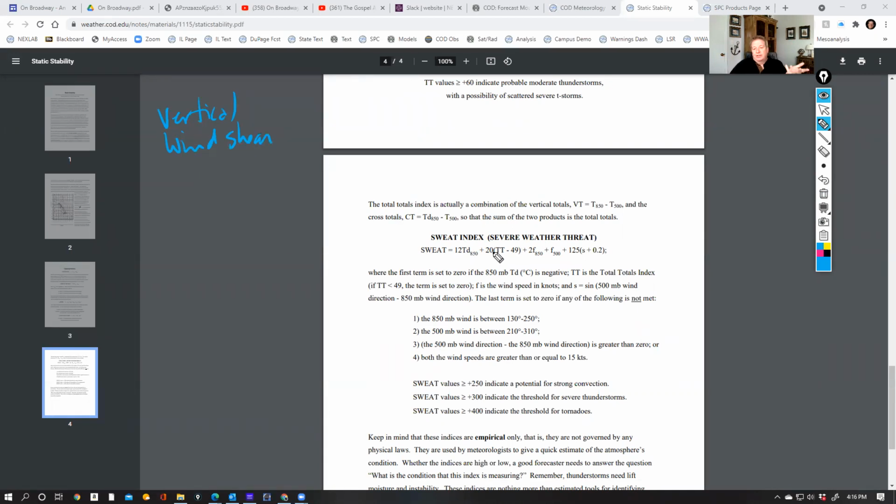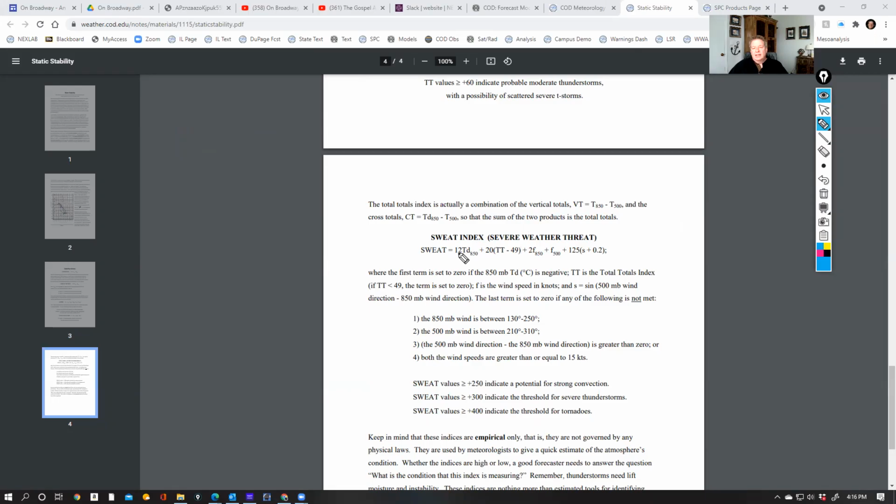I give it to you. It's available for you, so you just have to know how to use it. All it is, it's 12 times the dew point at 850. Remember, this is all environment, not the parcel. This has nothing to do with the parcel. You don't need the parcel.